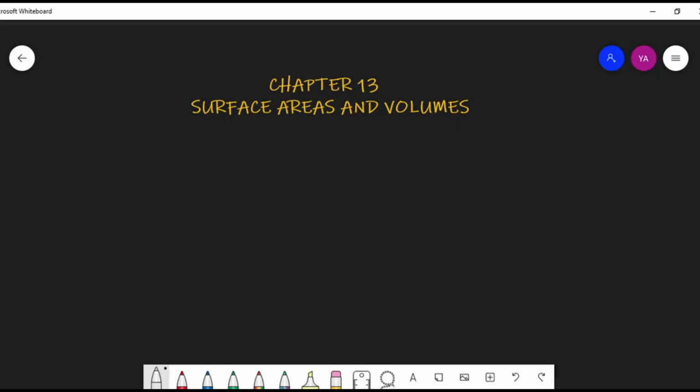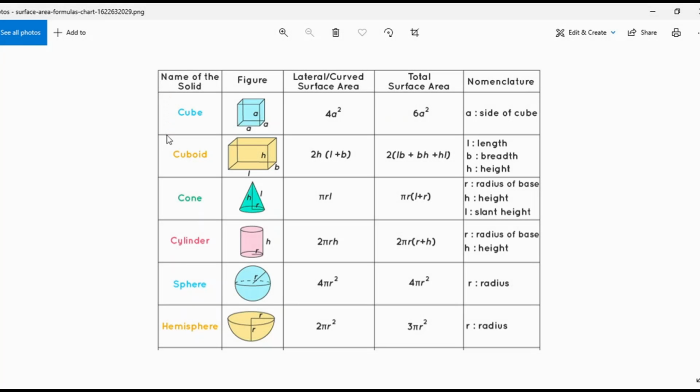We start the lesson by revising the formulas we studied in the 9th standard. So let's start. You can see a table. In this table, name of the solid in the first column, then a figure is given there. In the figures, the dimensions are marked, and next column, lateral or curved surface area. You know the difference between lateral and curved surface area. When we talk about cones and cylinders, we will say curved surface area for lateral surface area. Then total surface area in the next column, and nomenclature, the letters used to denote the dimensions.